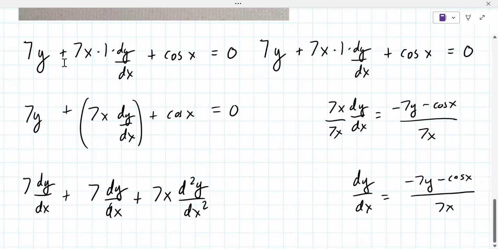So there's typically only one d squared y over dx squared. Whenever we take the derivative of dy over dx, that's what it becomes, d2y over dx squared. Yes, exactly.